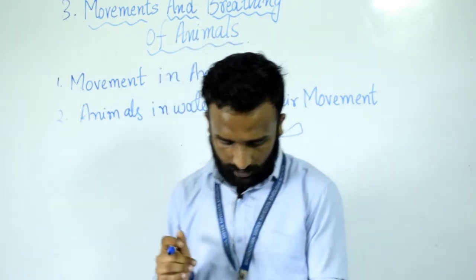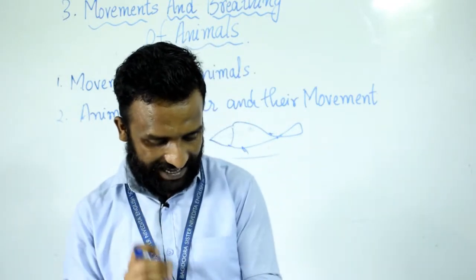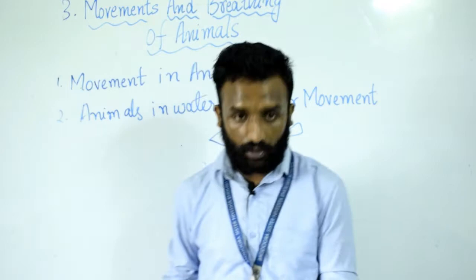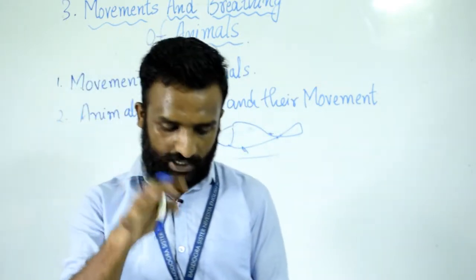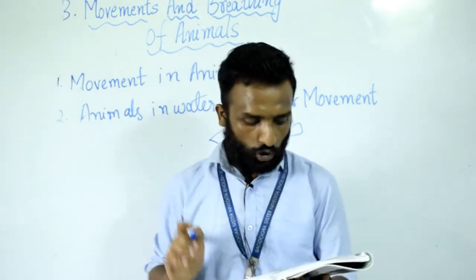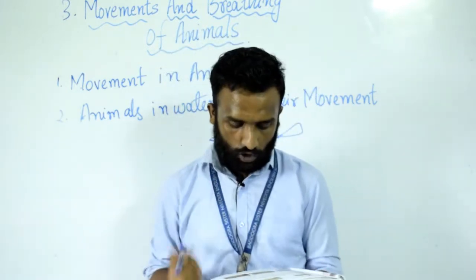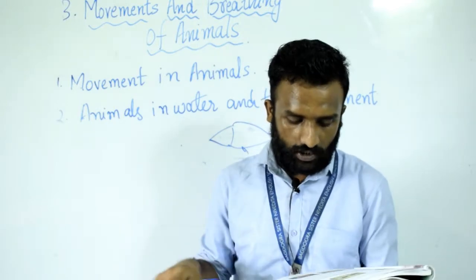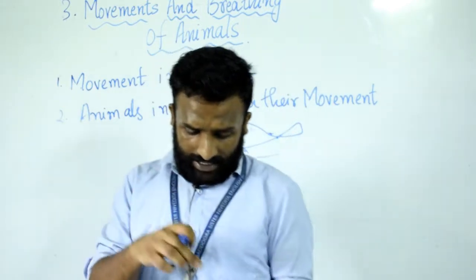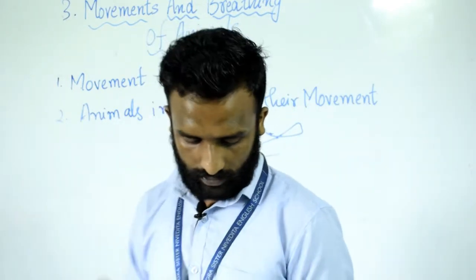Now it is saying the turtles use their four padded limbs to swim, whereas penguins use their two forelimbs to push water and swim. They use their front forelimbs to push the water and swim. So in this paragraph, it has explained how the animals in the water do their movement.